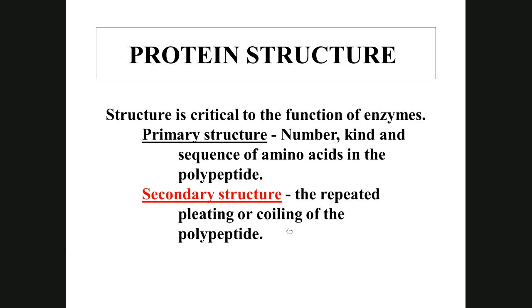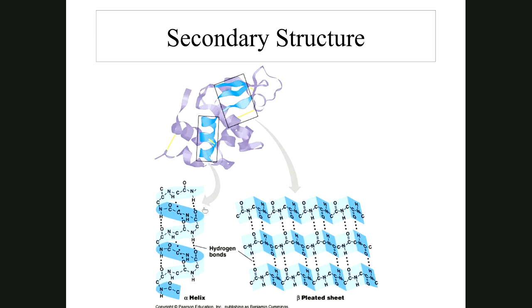Secondary structure, the repeated pleating or coiling of the polypeptide. Well, the repeated pleating would be like a piece of paper that you fold on itself time and time again, and it makes a corrugated or a rippled appearance to it, like this right here, back and forth, back and forth, back and forth. That pleated sheet, that's one form.